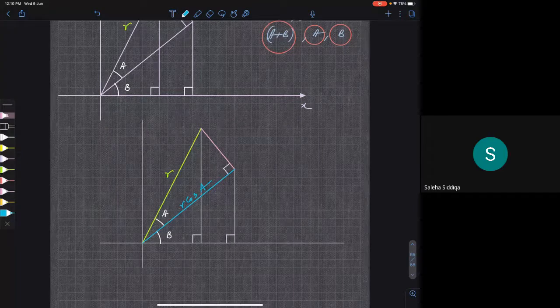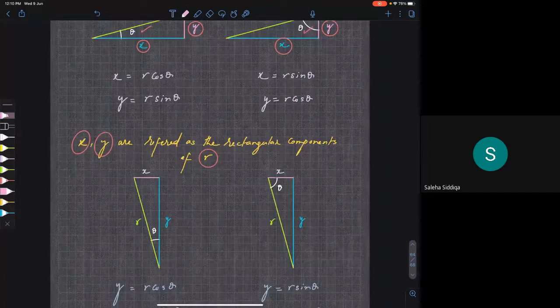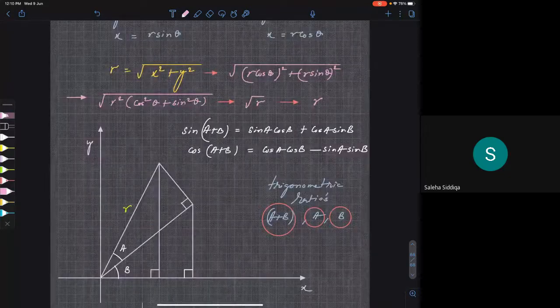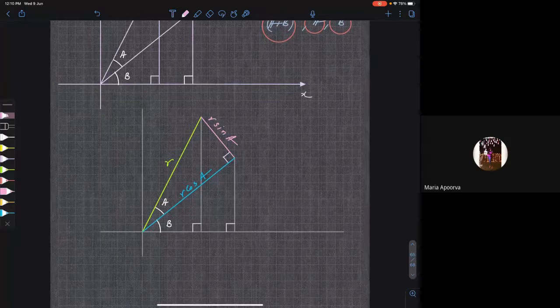Yes, sir. What is the pink side? R sin A? Very good. This is R sin A. Any problem in understanding this? We have seen this already. No matter what the orientation of triangle is, you should be able to write which is R sin theta and which is R cos theta. The only difference is instead of theta here, what do you have? A. Okay, fine. Clear?